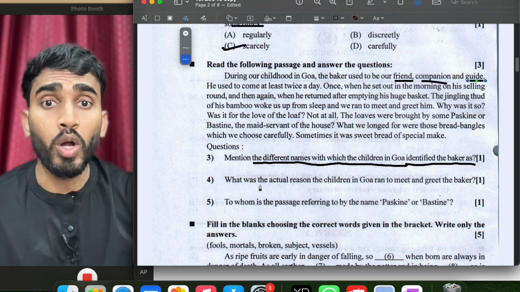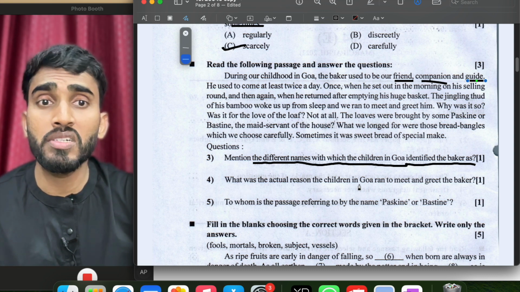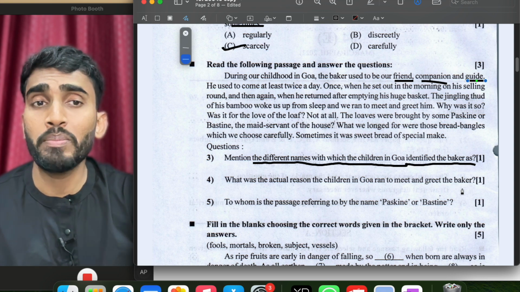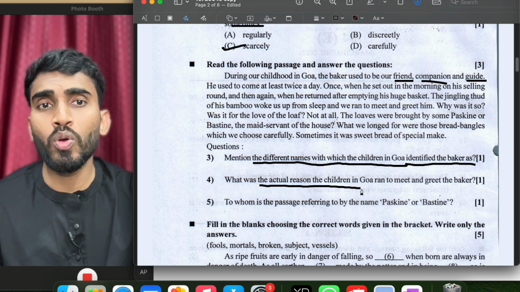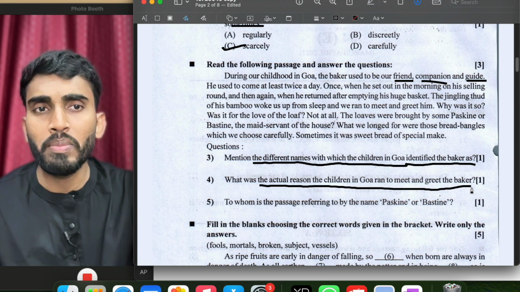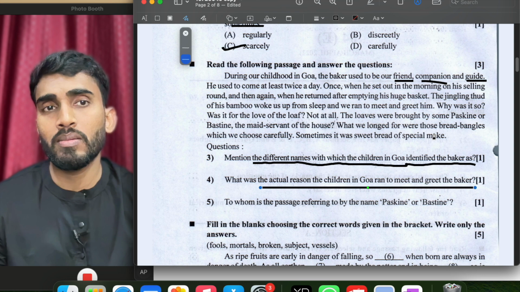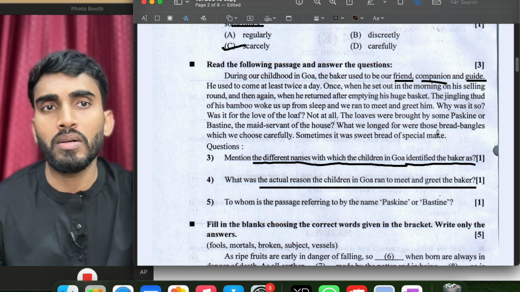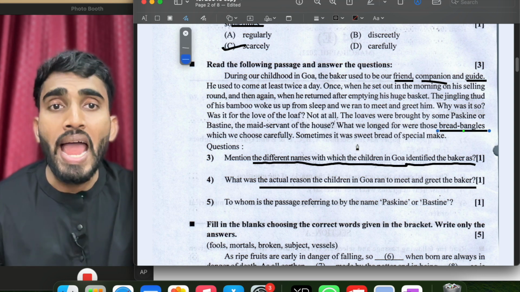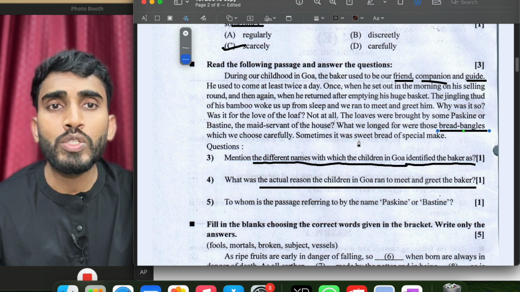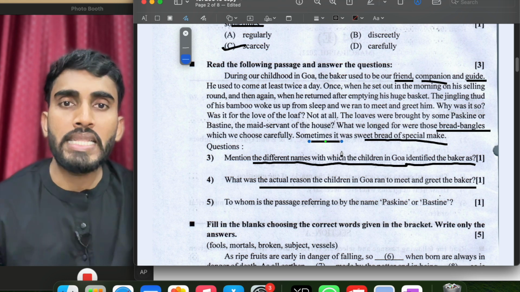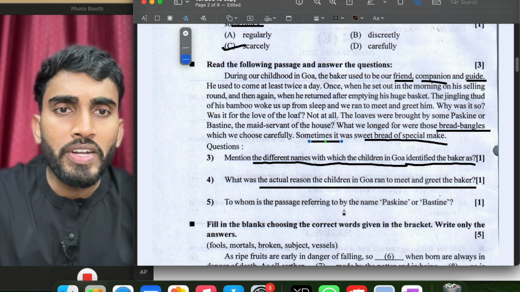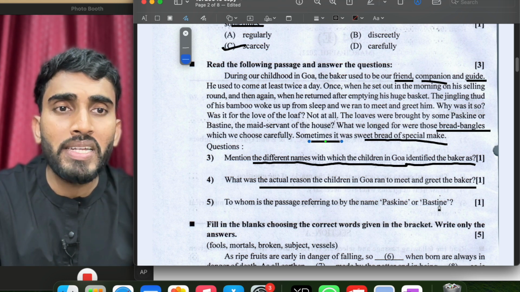Next question is, what was the actual reason the children in Goa ran to meet and greet the baker? So the actual reason the children in Goa ran to meet and greet the baker is to get the bread bangles and sometimes sweet bread of special make. Okay. Then, to whom is the passage referring by the name Paskin or Bastin?